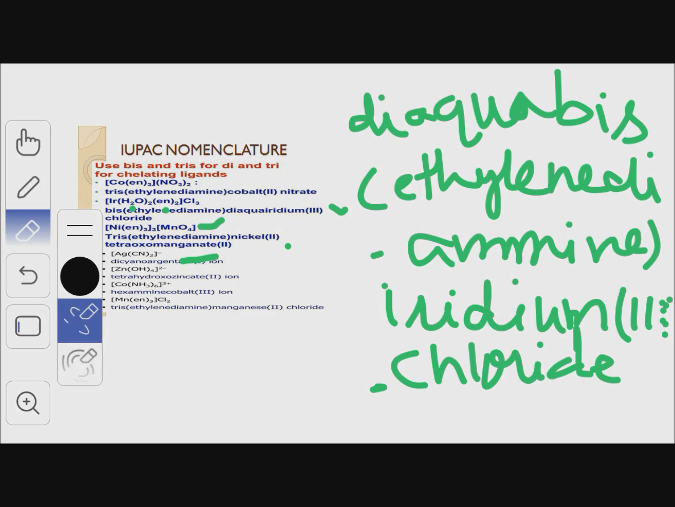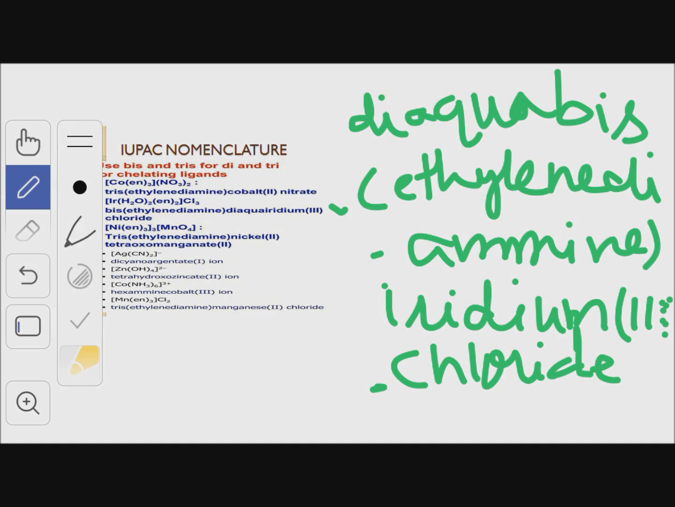And the next example is an ion, [Ag(CN)2] negative, which is dicyanoargentate because it is anionic. The negative sign represents that it is anionic. And we write the word ion at the end of the name because the complex has a charge. If the complex has a positive or negative charge, then we write ion at the end in the naming.